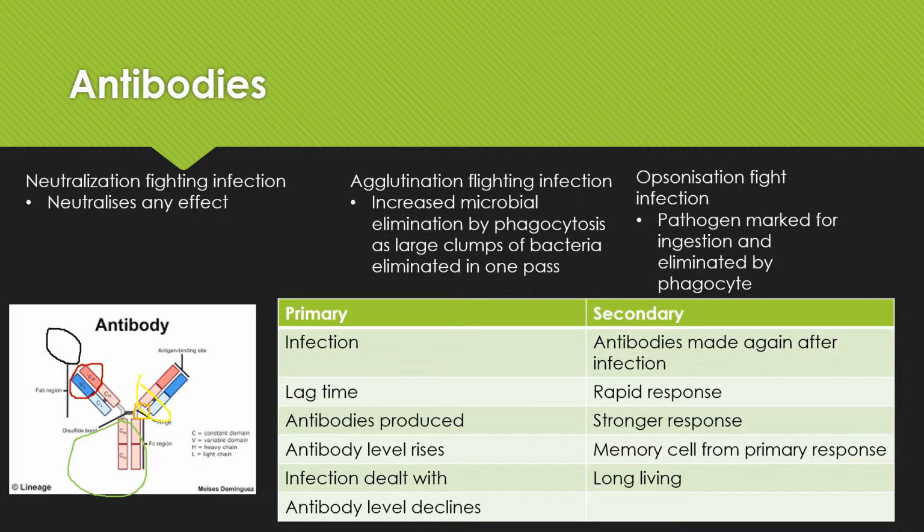And these are the primary and secondary responses in antibody concentration. So in the primary response, you get the infection, there's a lag time, proteins are produced, the antibody level rises, the infection is dealt with, and then the antibody level decreases. A secondary response is when the antibodies are made again after the infection. It's a rapid response because of those memory cells that were present, a stronger response, and it's longer living, so it stays in the body longer after the secondary response. Which is why for some diseases, when you go to get a vaccination, you have to get it twice, because it makes the response more rapid and stronger.